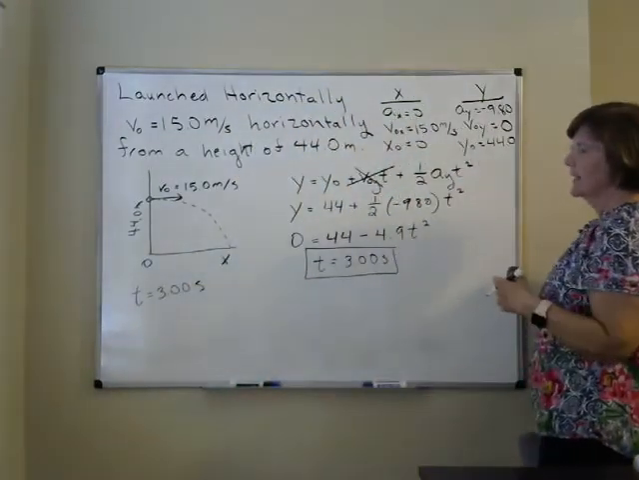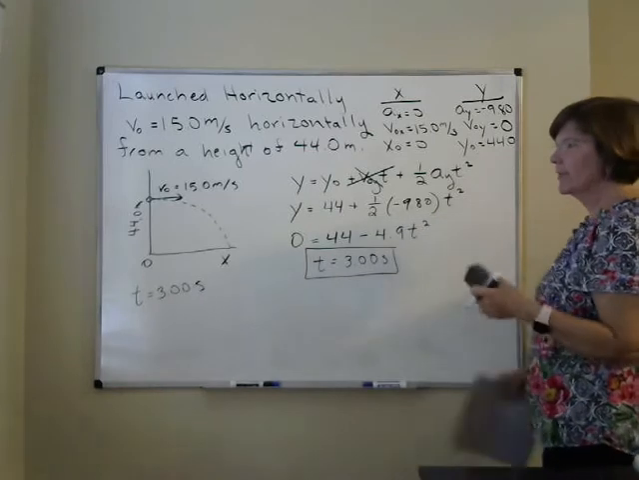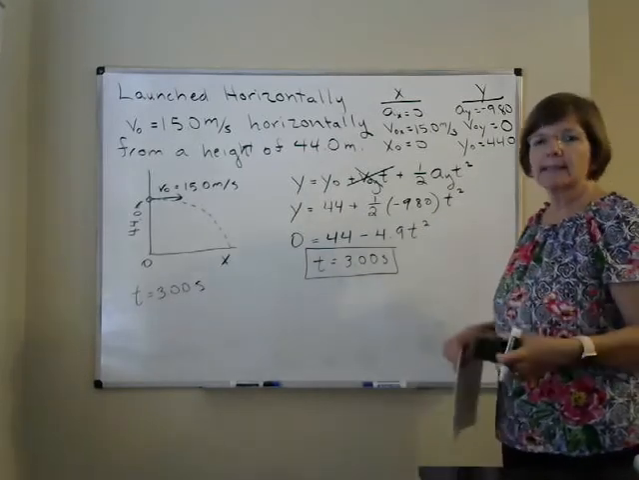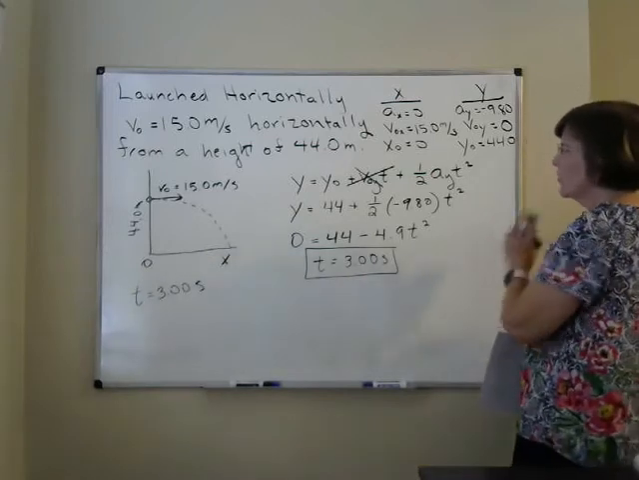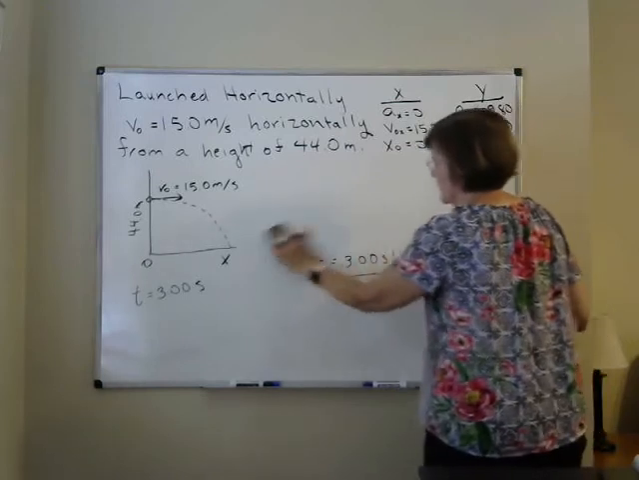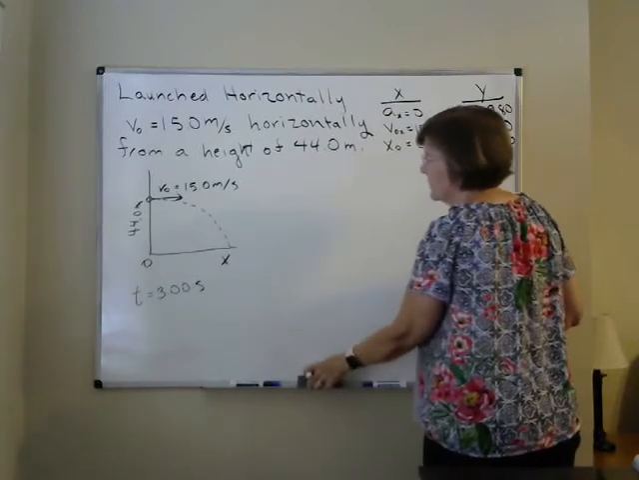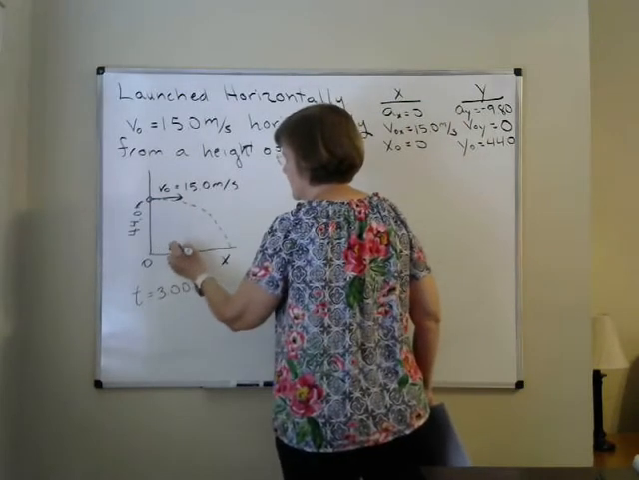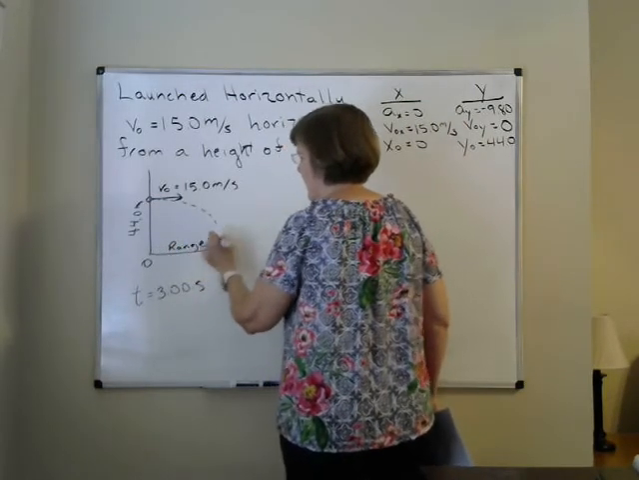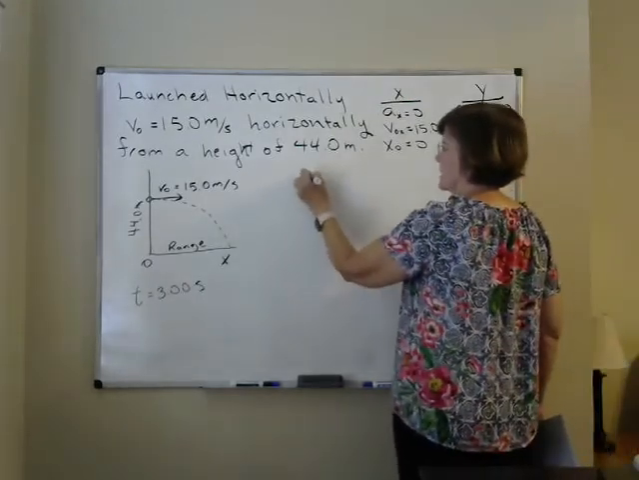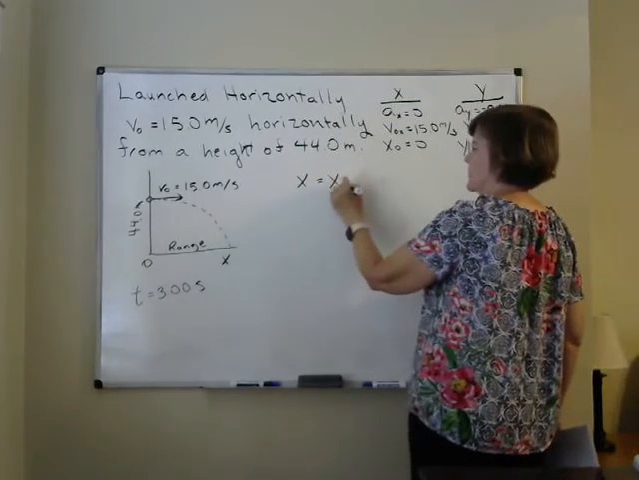Now I can answer a couple of questions. I can figure out how far it travels horizontally. I can figure out how fast it's going to be going when it hits the ground. Let's start with how far it travels. If I want to find the range, that's another word for this distance, I have to use horizontal motion. Horizontally, this looks like this. Same equation.